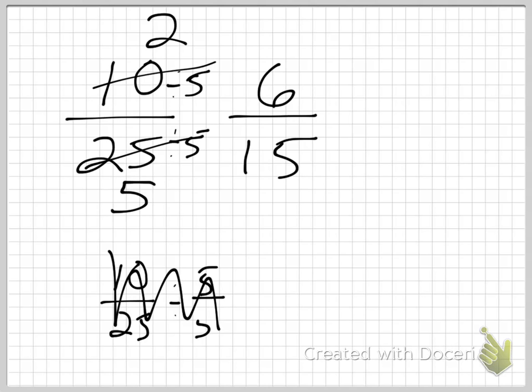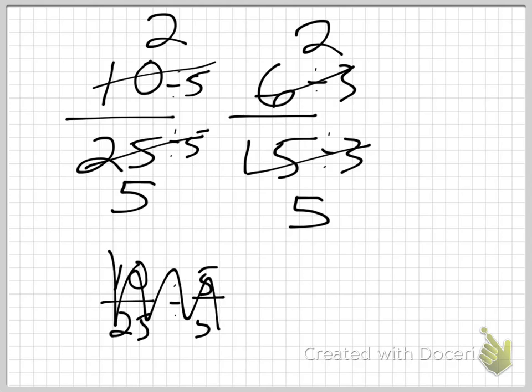Divide both the top and the bottom, the numerator and the denominator, by 1 in the form of 3 over 3, right? Greatest common factor. Divide by 3, divide by 3. What is 6 divided by 3? What is 15 divided by 3? Are they equivalent fractions? Yes.